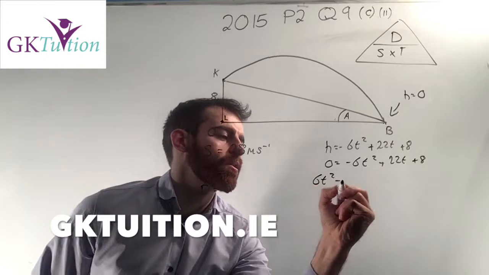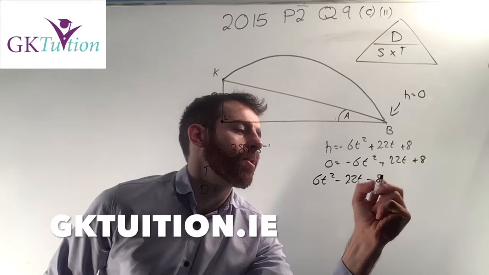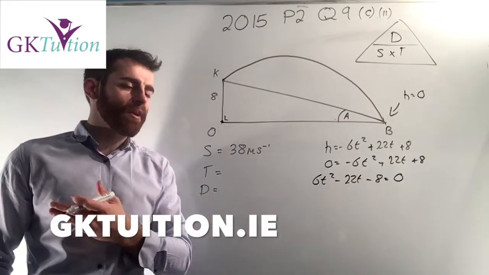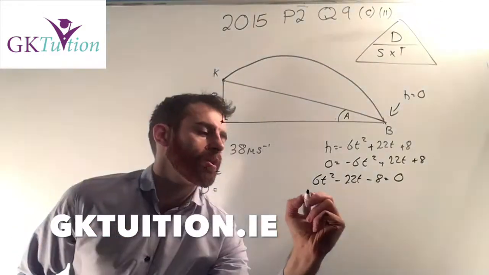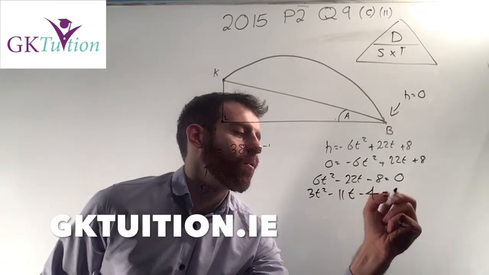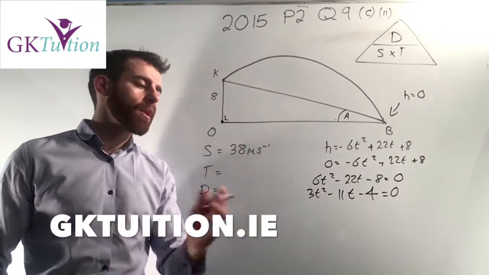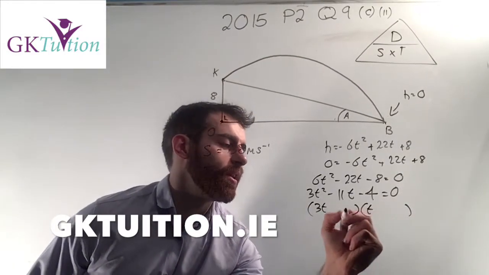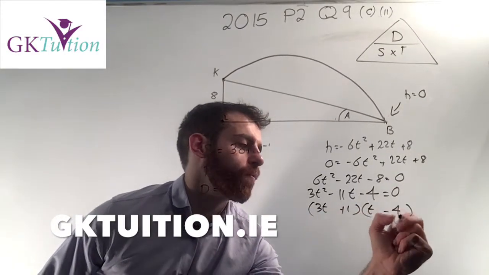I get 6t squared minus 22t minus 8 equals 0. To make life easy for myself here, I can just divide everything by 2, so I can factorize this as 3t squared minus 11t minus 4 equals 0. Now to factorize this one, I'll just continue on. I'll get 3t and t, I'll get plus 1 and minus 4.